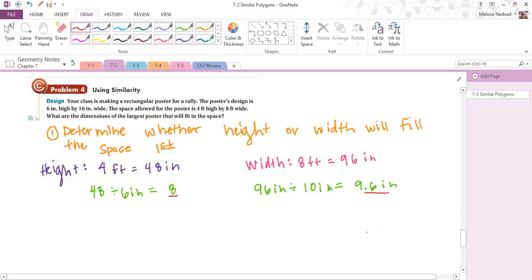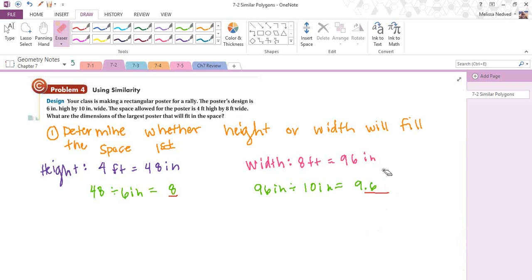So let's think about what this means. If I take my original design and make it fit the width, I would have to make it 9.6 times as large. That should not say inches on it. That's a scale factor, sorry. If I take my 6 inches and multiply it by 9.6, I'm going to have a height that goes off of the poster board. It would be too big.